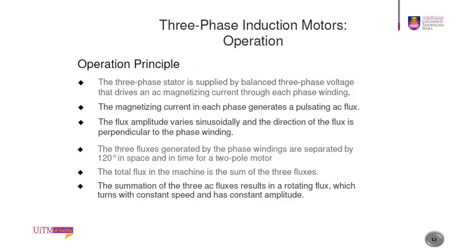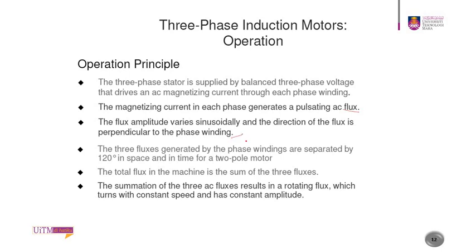So operation wise, the 3-phase stator is supplied by balanced 3-phase voltage that drives an AC magnetizing current through each phase winding, and the magnetizing current in each phase generates a pulsating AC flux. So the flux amplitude varies sinusoidally, and the direction of the flux is perpendicular to the phase winding.